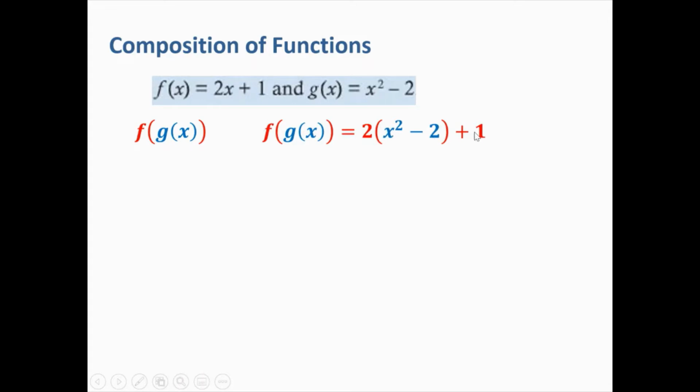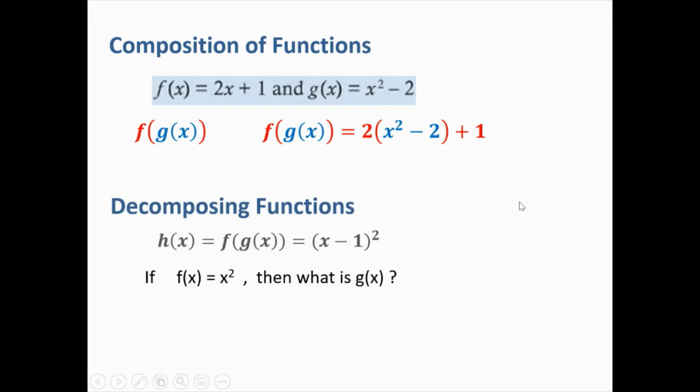Notice we have written the f of x function as 2x plus 1, but the x has been replaced by the g of x function. So this here has been inputted into this x, and we have this. That's basic composition. Now let's take that backwards.